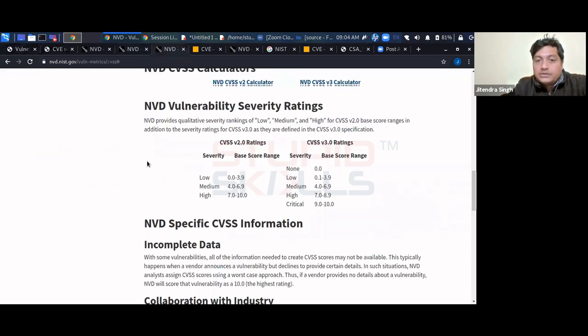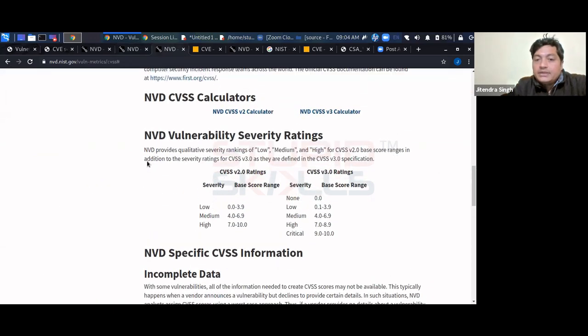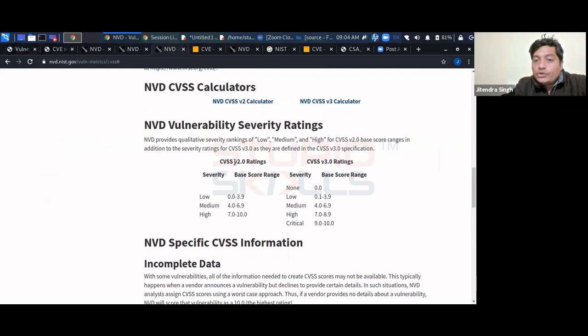Yeah, so there are severity ratings, and there was a version 2.0 rating. Okay, and then there's a version 3.0 rating. The earlier base score ranges, how they were defined, are listed on the left hand side, and the base score ranges which are now followed in the new specification are listed on the right hand side.